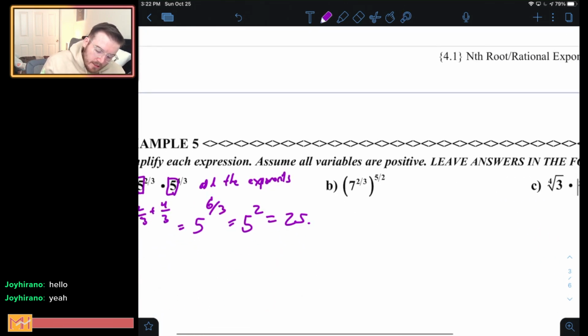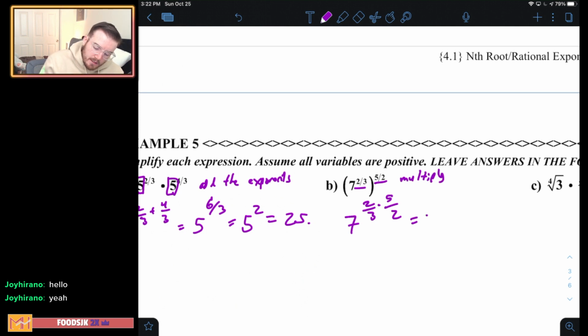So all this to say, 7 to the 2/3 raised to the 5/2 is the same thing as 2/3 times 5/2. So we multiply the exponents. 2 times 5 is 10. 3 times 2 is 6. So 7 to the 10/6. We can reduce that fraction. 10 and 6 are both divisible by 2, so we end up with 5/3.